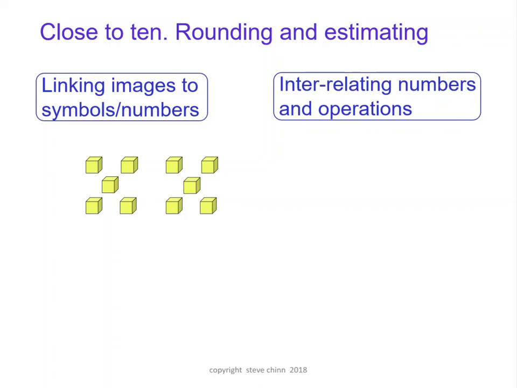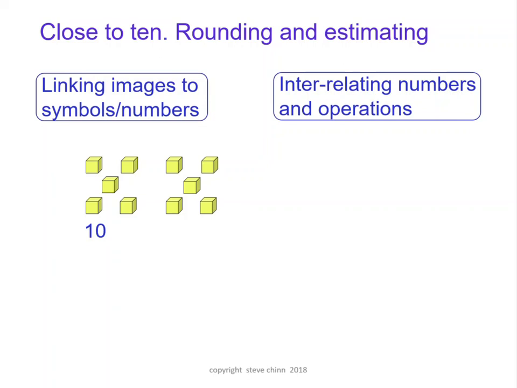And you can see I'm using two lots of 5, and that's again interrelating numbers. So that's my standard image for 10 when I'm working with these little 1 cubes. So the little yellow cubes represent 1. There are 10 of them.